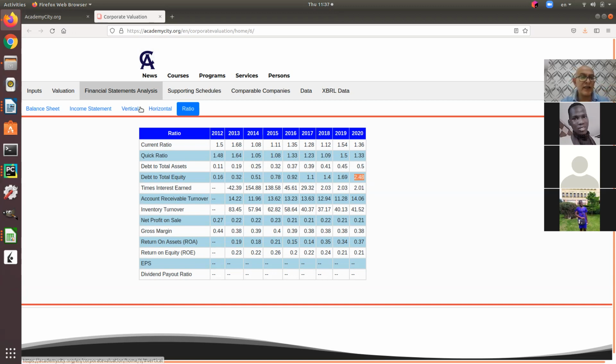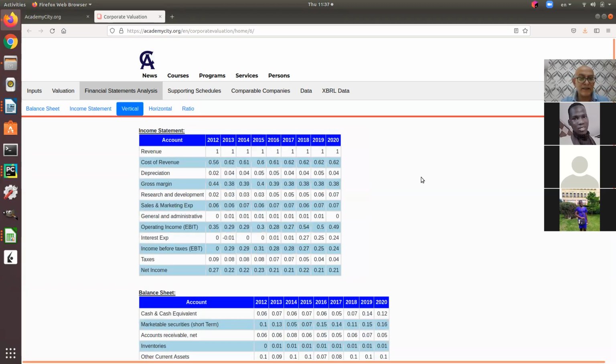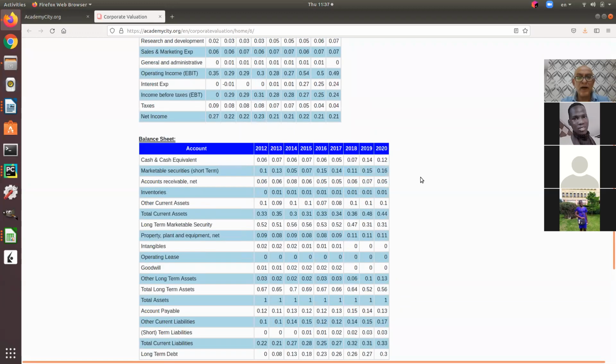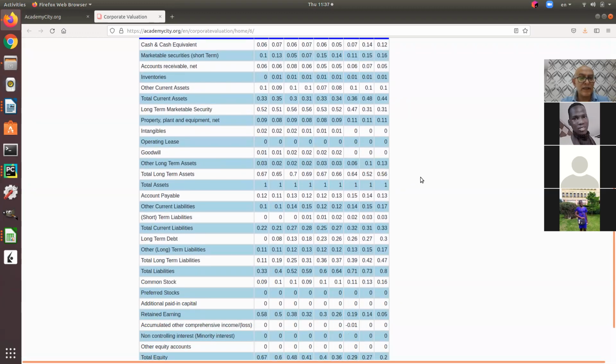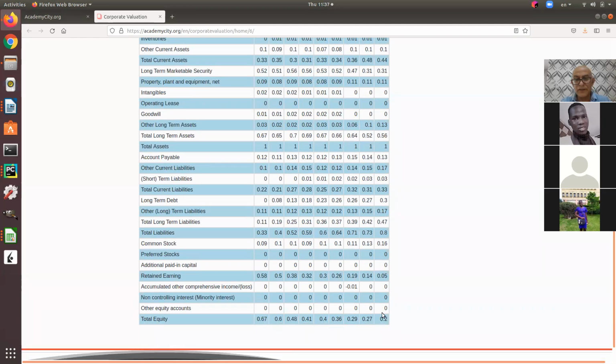Let's look at the balance sheets again, the vertical analysis. Let's look at the total equity. What is the total equity? It's only 20% today of the total assets. How much is the total liabilities? Total liabilities is 80%. So a big change. It used to be only 33% total liabilities; today total liabilities really is 80%.